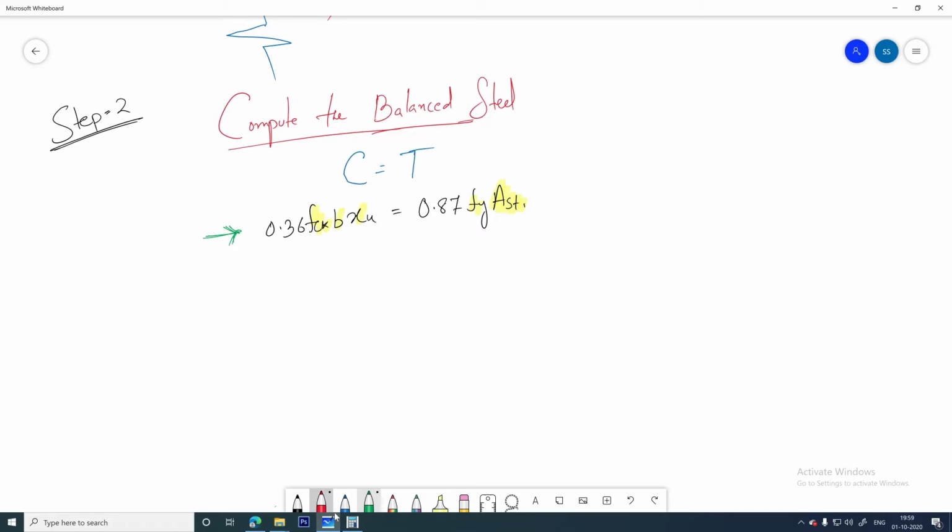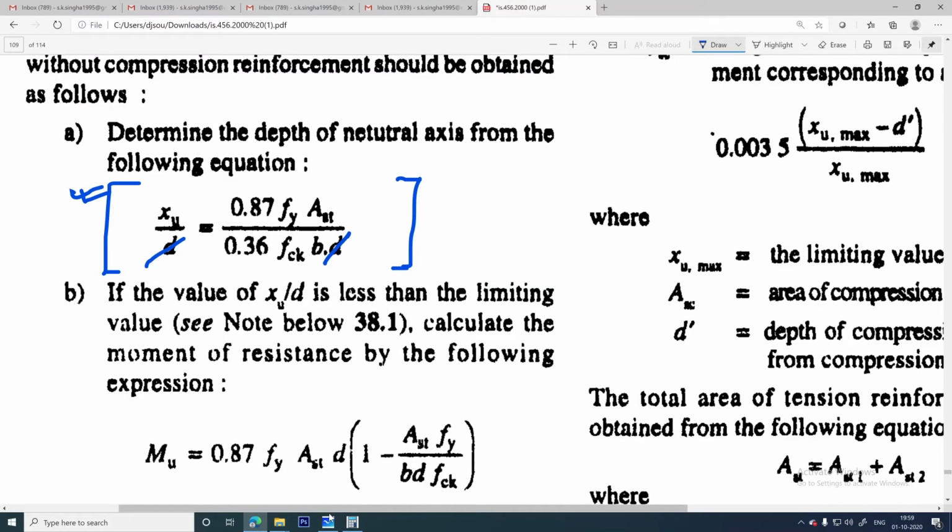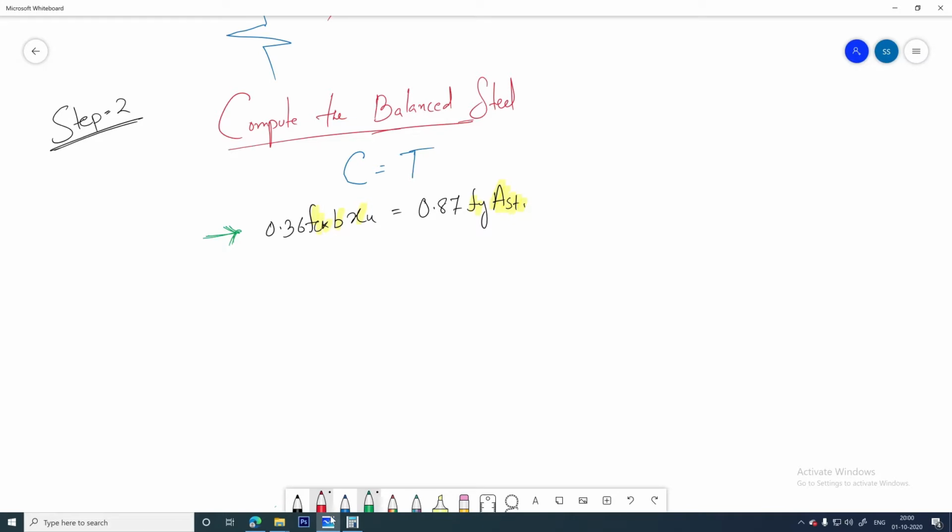Okay, so I don't want to remove this d in a second. Yes, why is it given in such a way? Because previously I have shown you the ratio of this xu by d, xu max by d. So that is why it is mentioned in such a way. Okay, so either you can put that formula here or you can use this also.